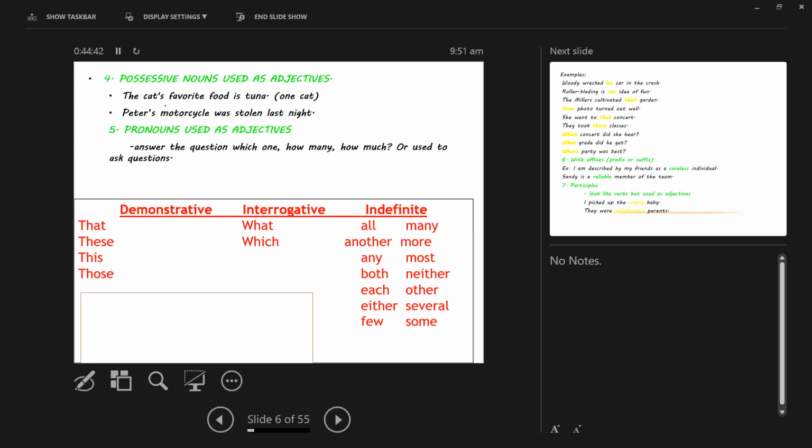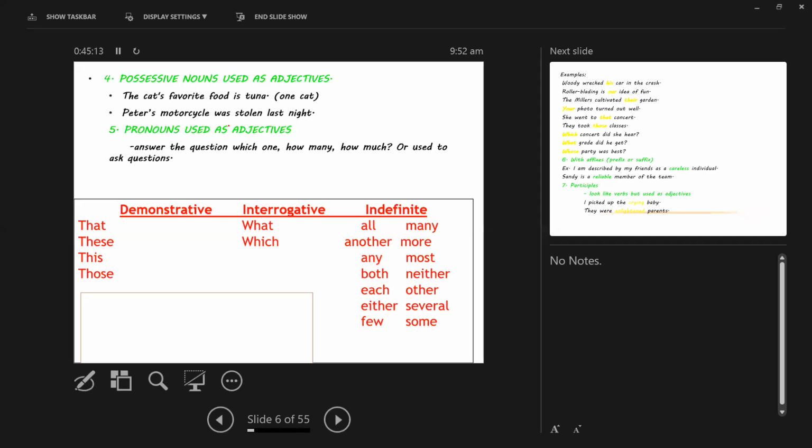The cat's favorite food is tuna. As you can see, cat, we're talking about a possessive noun here. All right? Whose favorite food is it? It's the cat's. All right. And the noun that is being modified is what? Food, right? So cat's favorite food.